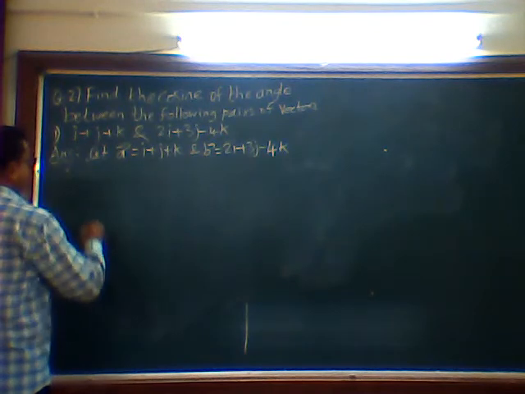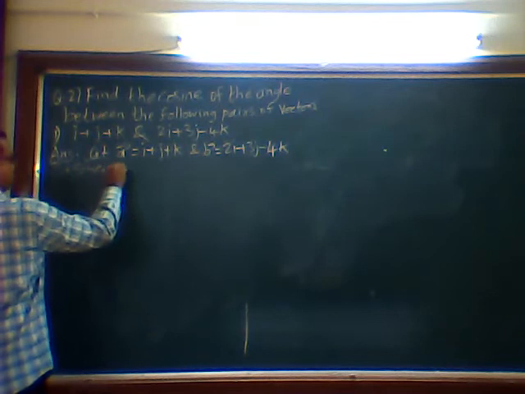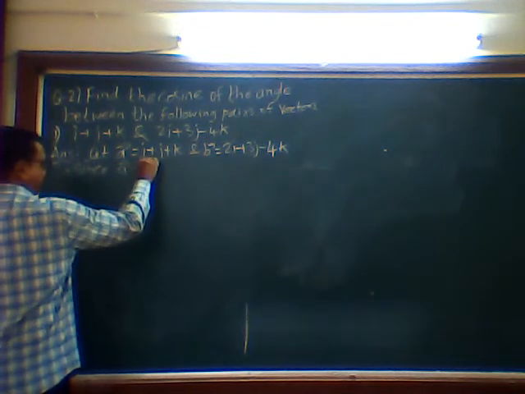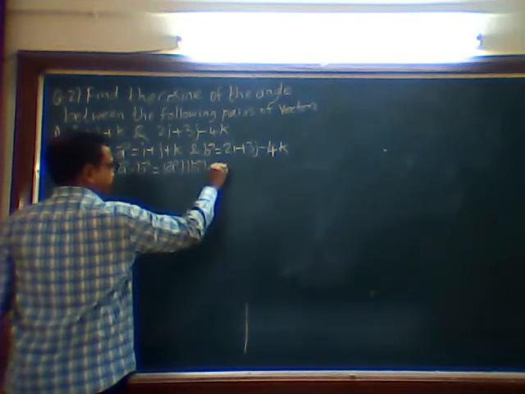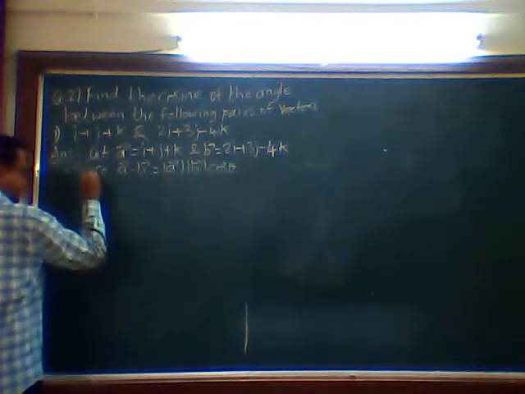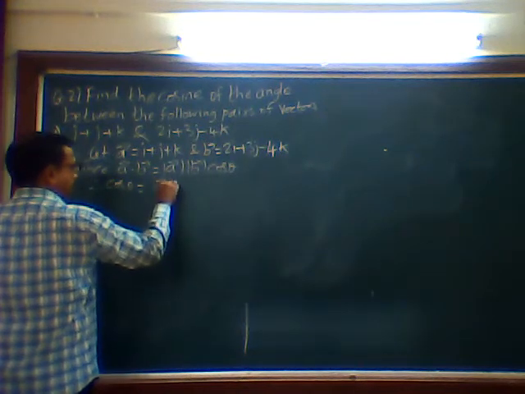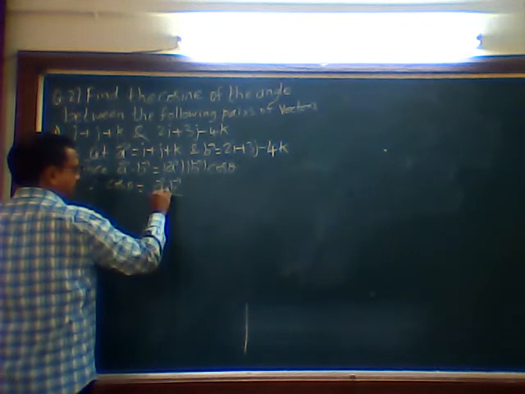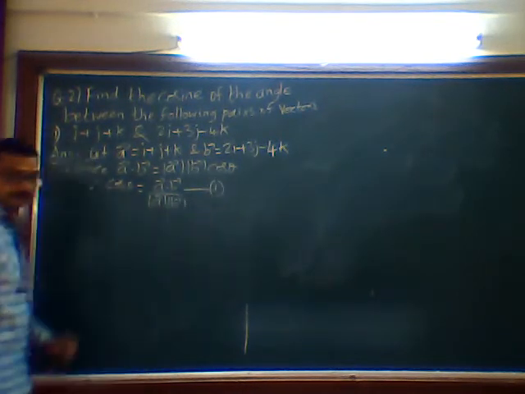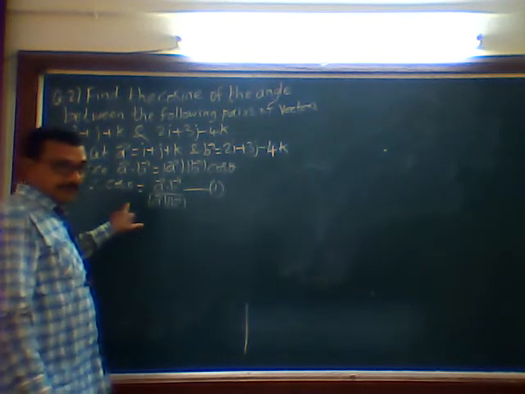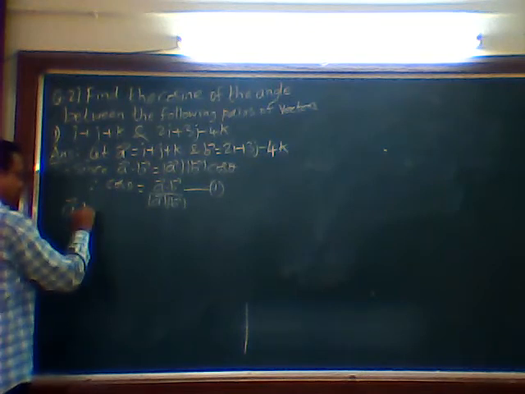Okay. So the question asks you what? Find the cosine. We'll say here, since a bar dot b bar is equal to mod a bar mod b bar cos theta, we know this. Therefore, cos theta is a bar dot b bar divided by mod a bar mod b bar. Name it as equation 1. This we are going to find out. So to get cos theta, we will find a bar dot b bar first.